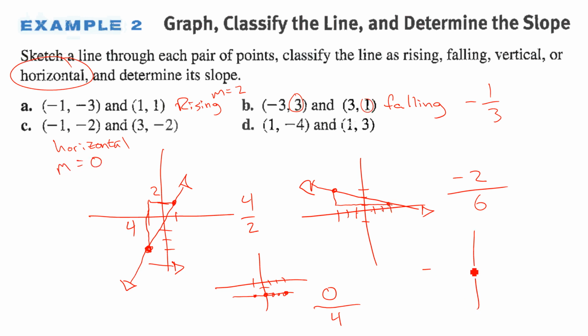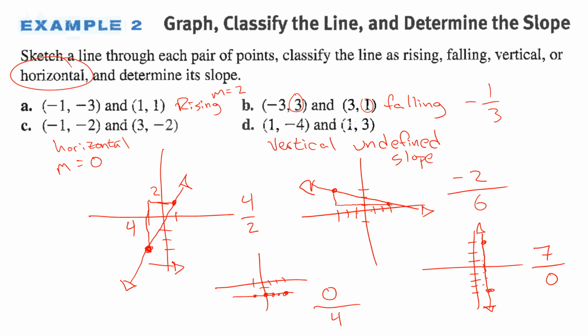And then last one here, D, we are at 1, -4. And we are at 1, 3. So that is a vertical line. So on this, we would have an undefined slope. The reason why it's undefined is that we have a rise of 1, 2, 3, 4, 5, 6, 7, and a run of 0. You cannot divide by 0. If you divide by 0, you are undefined.